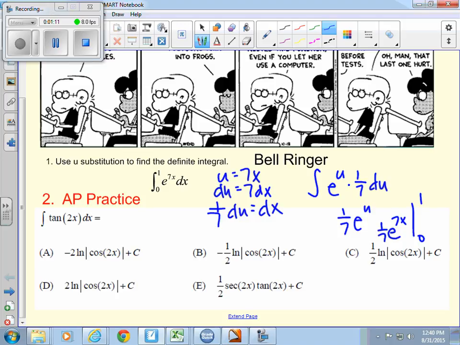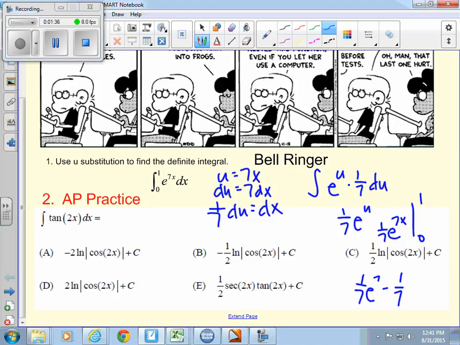And so if I plug in 1 into that, I get 1/7 e to the 7th. What about plugging in 0? Anything to the 0 power is 1. So I get 1/7 e to the 7th minus 1/7. So that would be the answer. Any questions about that?